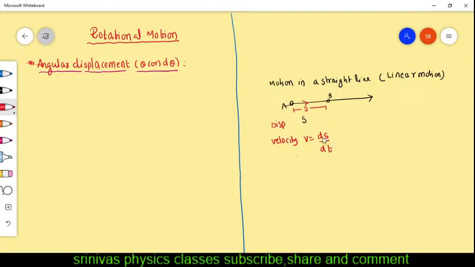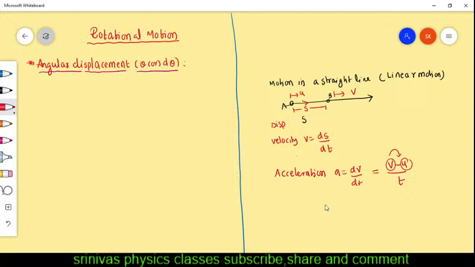That means displacement by time. In 1 second, how much displacement it takes, that is called velocity. Later, we discussed acceleration. Acceleration is the rate of change of velocity. For example, if the object's velocity changes, it has initial velocity u and final velocity v. Then acceleration we write as change in velocity by time, that is (v minus u) by time t.